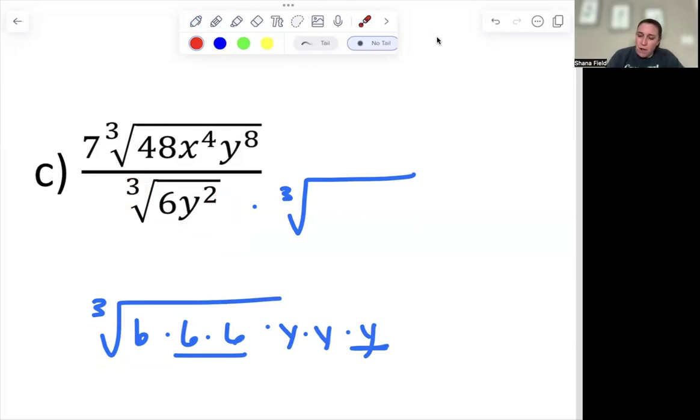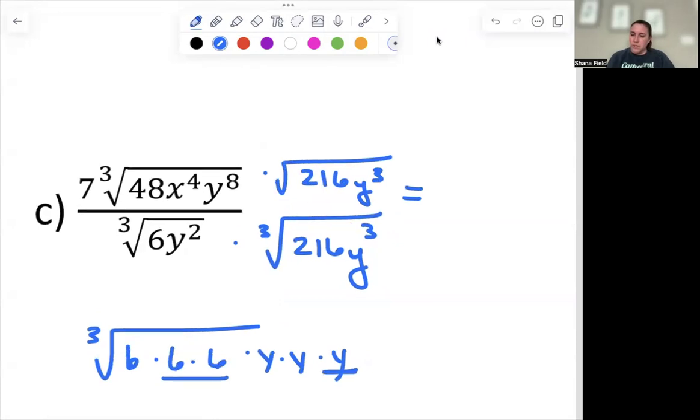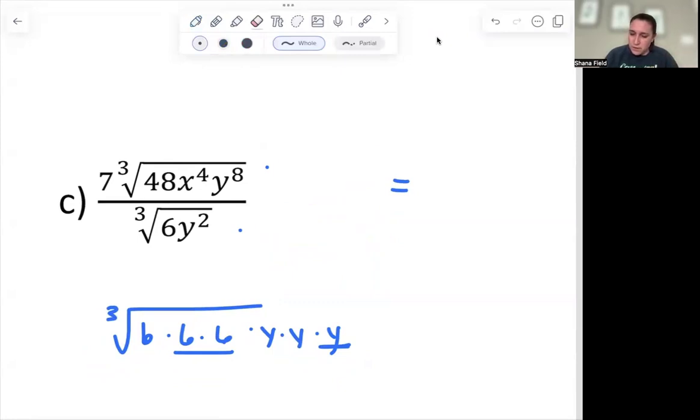Because I need a group of 3, and I've only got 2 here. Okay, so now I have 216 y to the third, and that's what I'm going to multiply both these parts by. Oh, not 216. I'm sorry, guys. That's what I want to get to. Erase that step, that was my fault. Let's try that again. So what do I need? I need 6 and 6. I need a 36. Sorry.